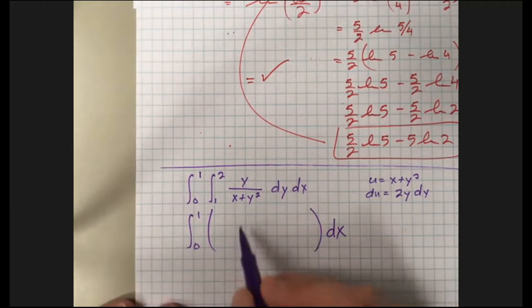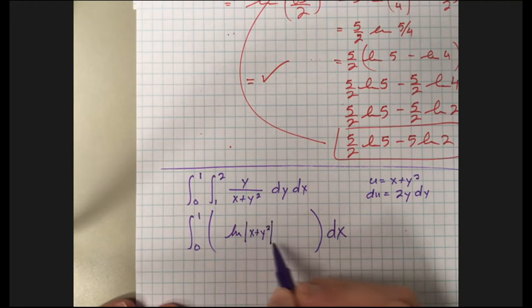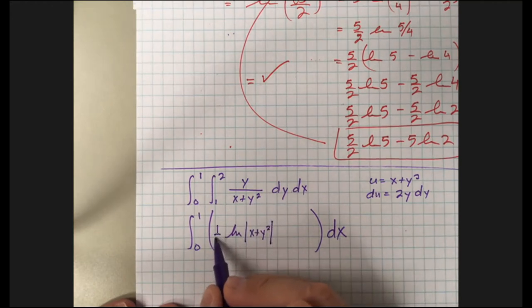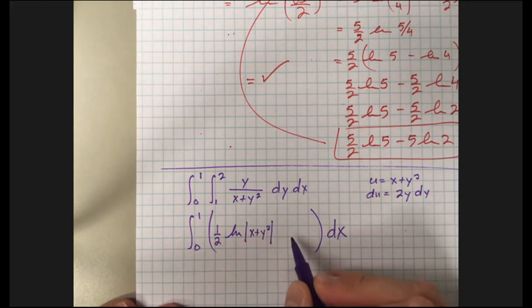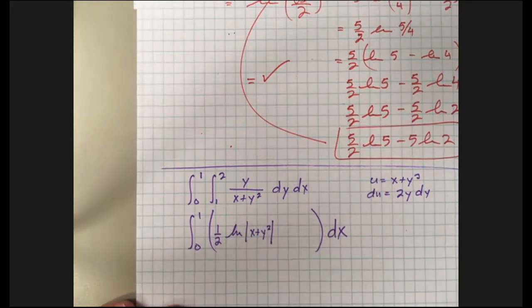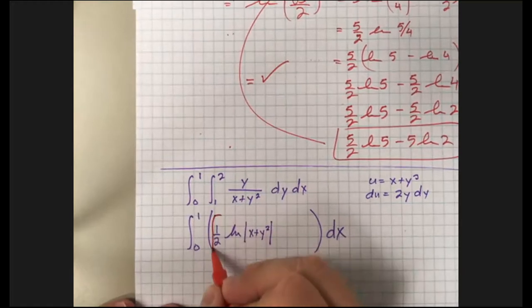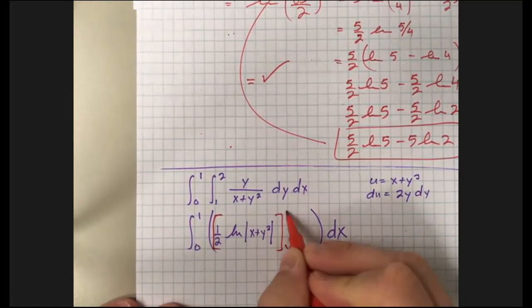And then this is the natural log of x plus y squared, times 1/2, because when I differentiate this with respect to y, I get 2y come out, and I get 1 over this expression right here. And then I have to evaluate that from y equals 1 to y equals 2.